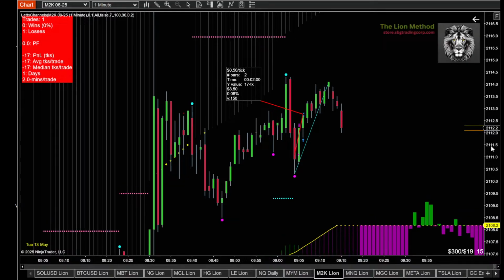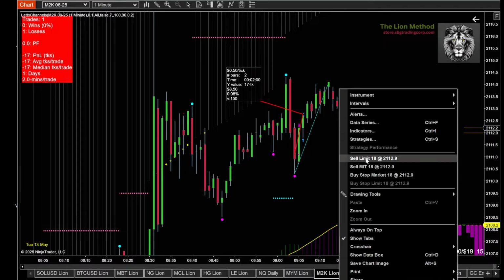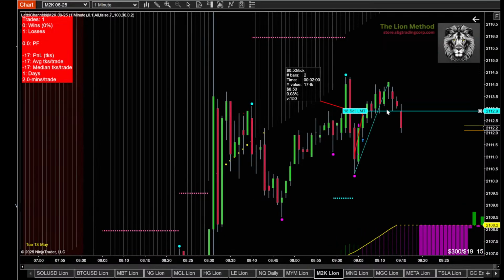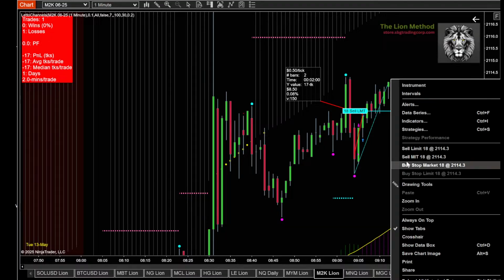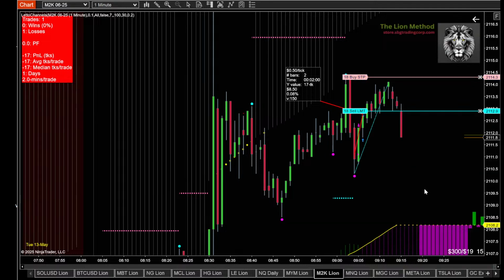All right, I think this is a good little scalp setup here. I'm going to take a short if we can get up to just underneath this little swing here. This is a little bit more risky trade. We'll put a stop up above there, my stop market.